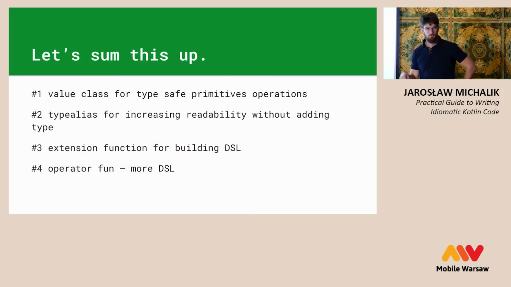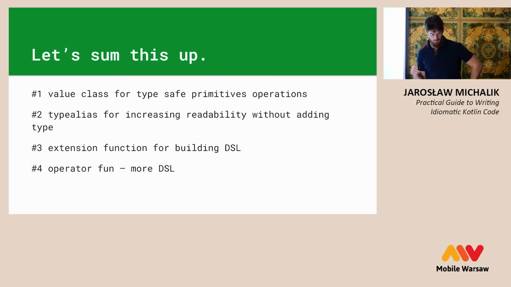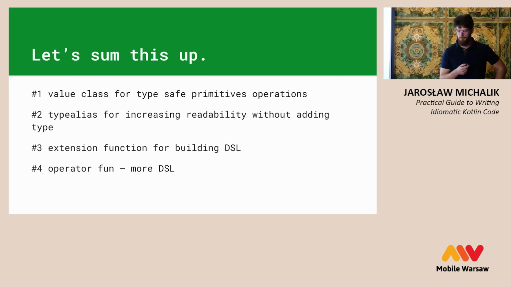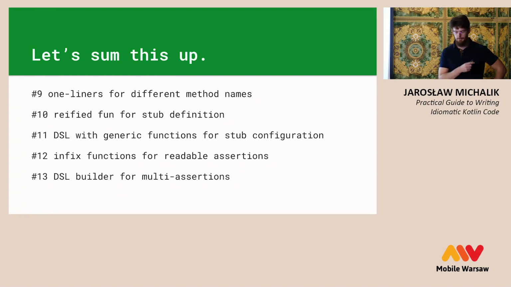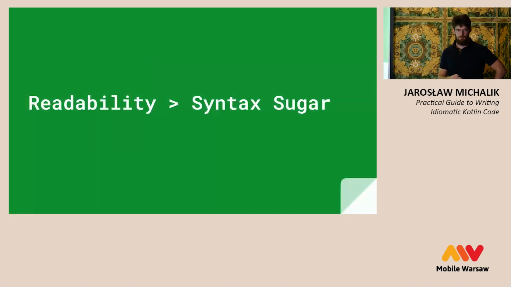Okay, what did we talk about so far? We talked about value classes, type aliases, extensions, operators. We talked about class delegation, sealed classes, and type-safe generics. We talked about one-liners, syntax sugar, idiomatic Kotlin for testing. But that was all syntax sugar.